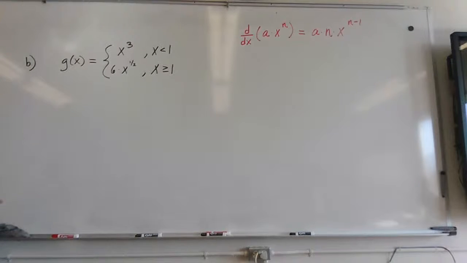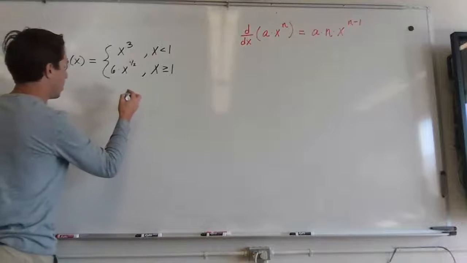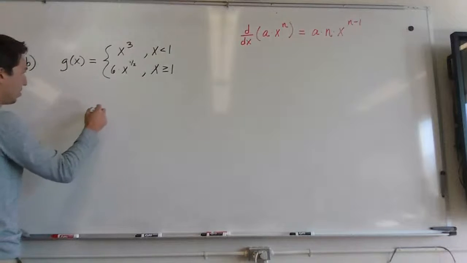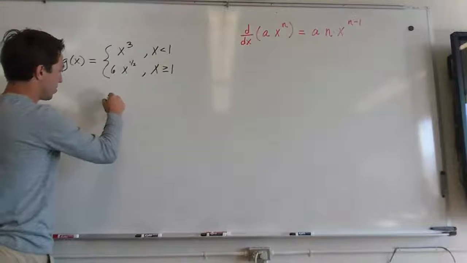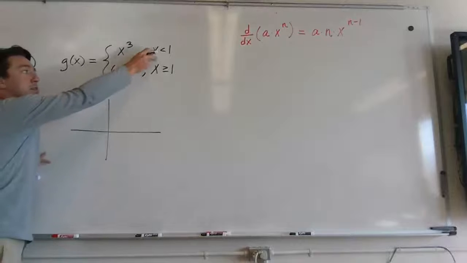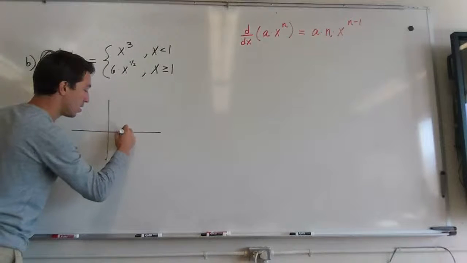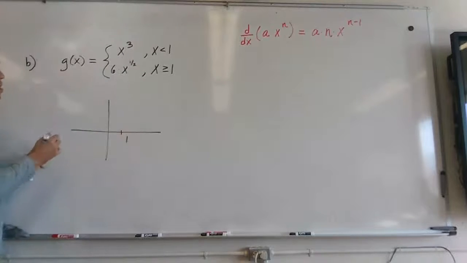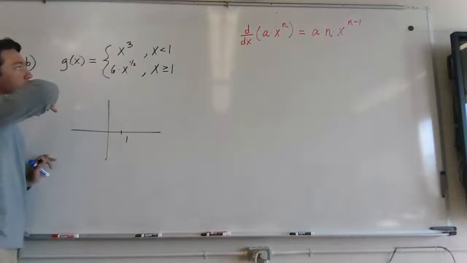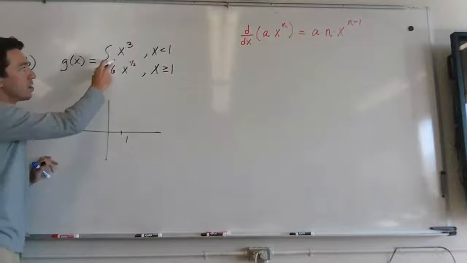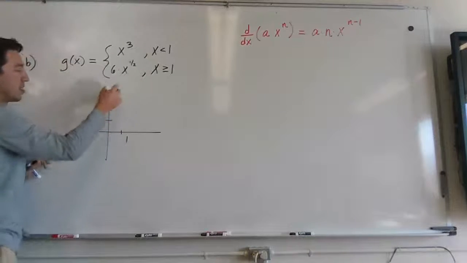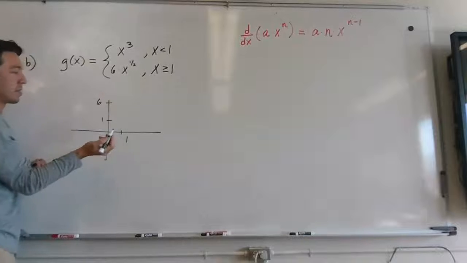So, okay, let's draw the graph first, actually. Graph first. All right, so the switch happens at 1. There's 1. What's going to happen on this graph? It's going to be a jump, right? So we got this graph, so here's 1. Now I'm not going to draw it to scale, but there's going to be a 6 up there.